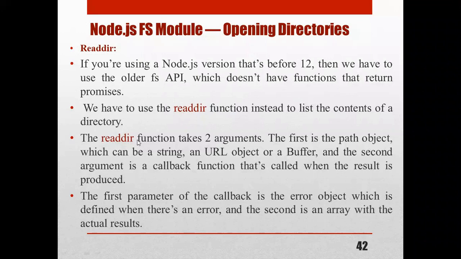directory. Here the read directory function has two arguments. The first one is the path of that directory, which can be a string, URL object, or a buffer. And the second argument is a callback function. That callback is called when the result is produced. After producing the result, that callback will operate. Then the first parameter of the callback is an error object, which is defined when there is an error, and the second is an array with the actual results. Okay, so there are two arguments for that read directory function. The first one is path and the second one is callback.